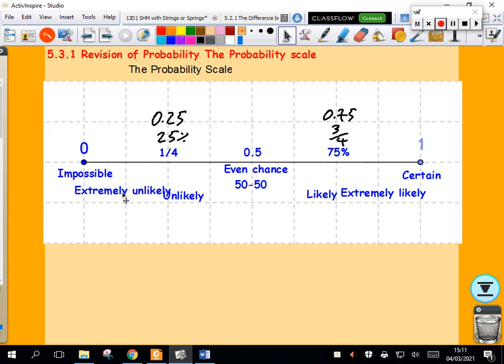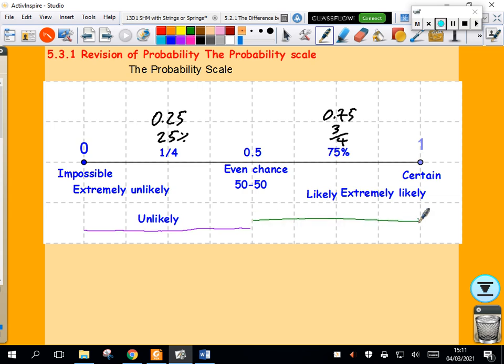There's no particular value for extremely unlikely. There's no particular value for unlikely. Unlikely is anything really between 0 and a half. Likely is anything between a half and 1. Okay? Definite or certain is a probability of 1. Impossible is a probability of 0.